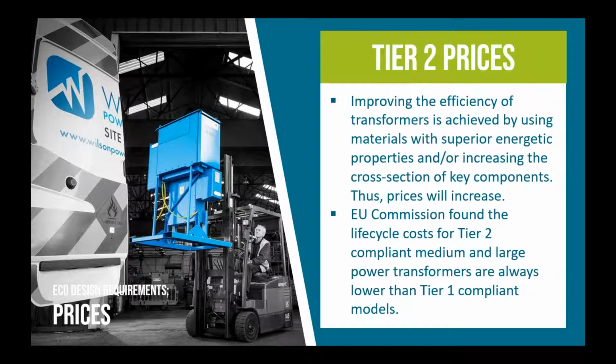The EU Commission did a study that analysed the economic viability of transformers compliant with the minimum requirements set out in Tier 2. They found that the life cycle cost for compliant medium and large power transformers are always lower than Tier 1 compliant models. So they are more efficient, and they are more economically feasible as well. We'll go through some numbers now to show you that in numbers.